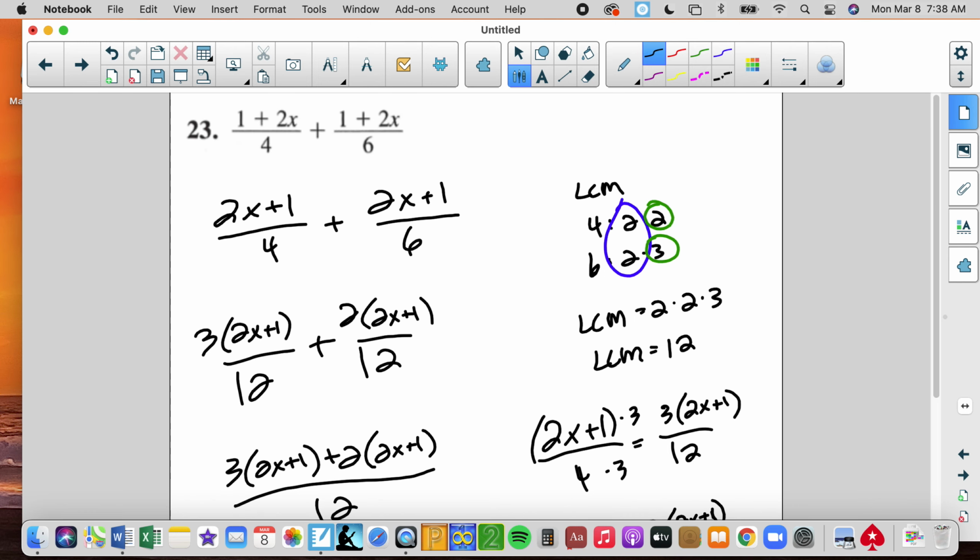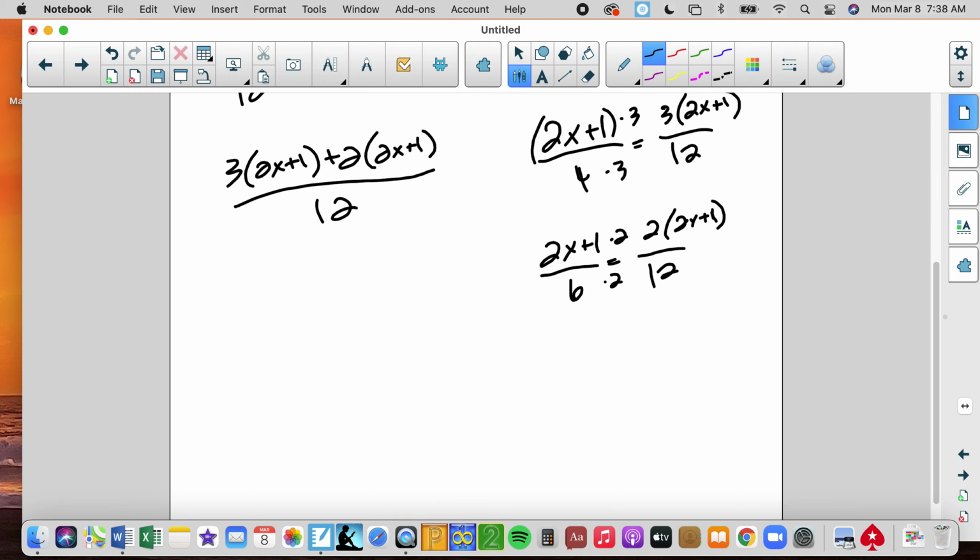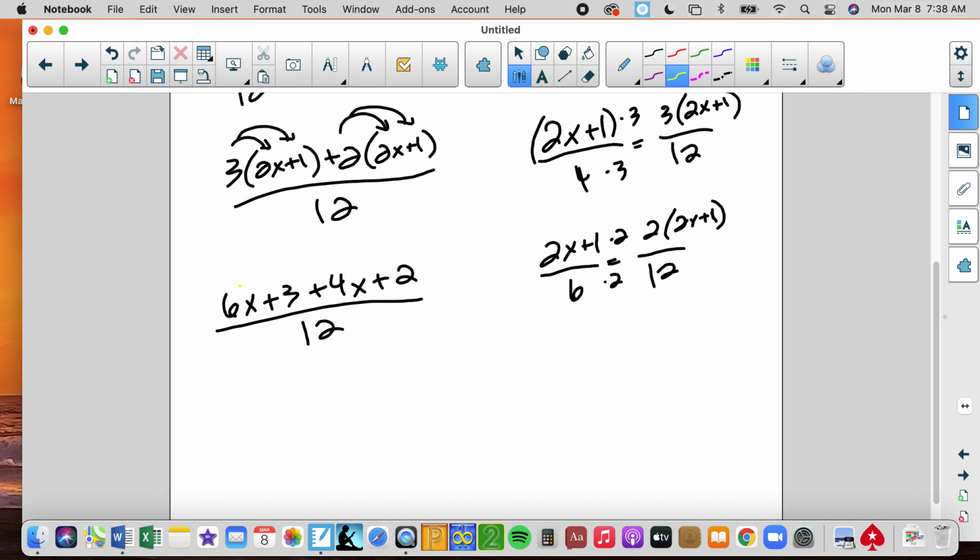I'm going to make sure it wasn't subtraction. It's not. Now let's simplify the numerator. So we're going to distribute this. That gives me 6x plus 3. We're going to distribute this. That gives me 4x plus 2, all over 12. Now we're going to combine like terms. We have 6x and 4x as like terms, and then we have the constants 3 and 2 as like terms. So that's 10x plus 5 over 12.